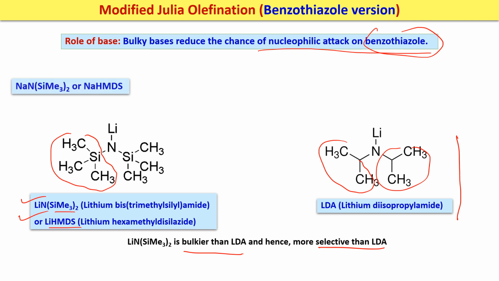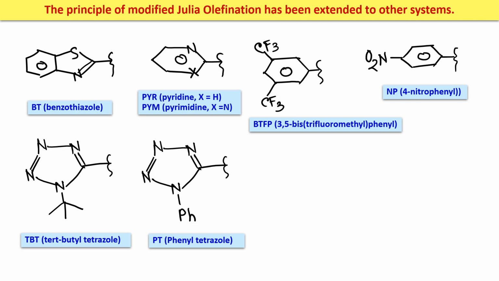And if this lithium is replaced by sodium, then the name changes to NaN(SiMe3)2, or NaHMDS. And if it is replaced by potassium, then the name will be like this. I have mentioned all these reagents so that you can understand these are reagents for the modified Julia olefination. Now some more interesting features.